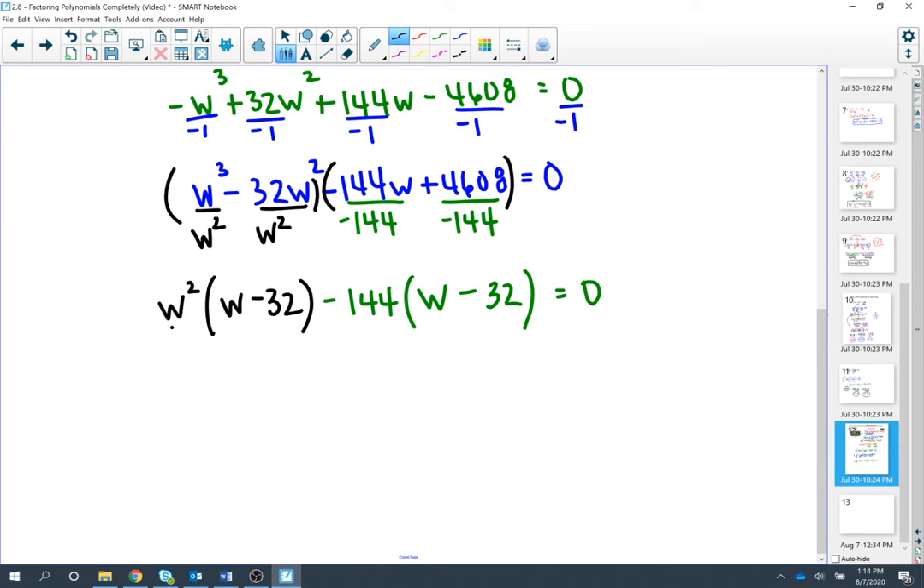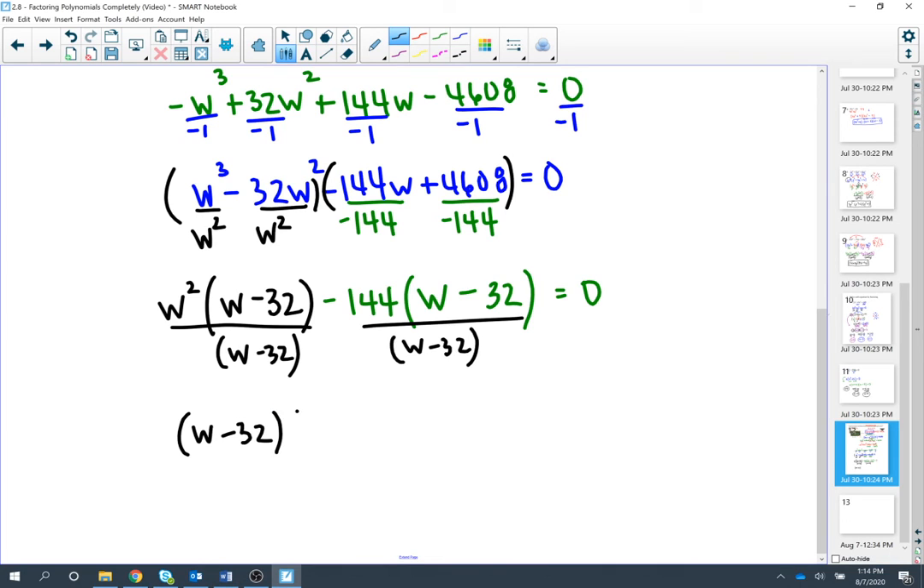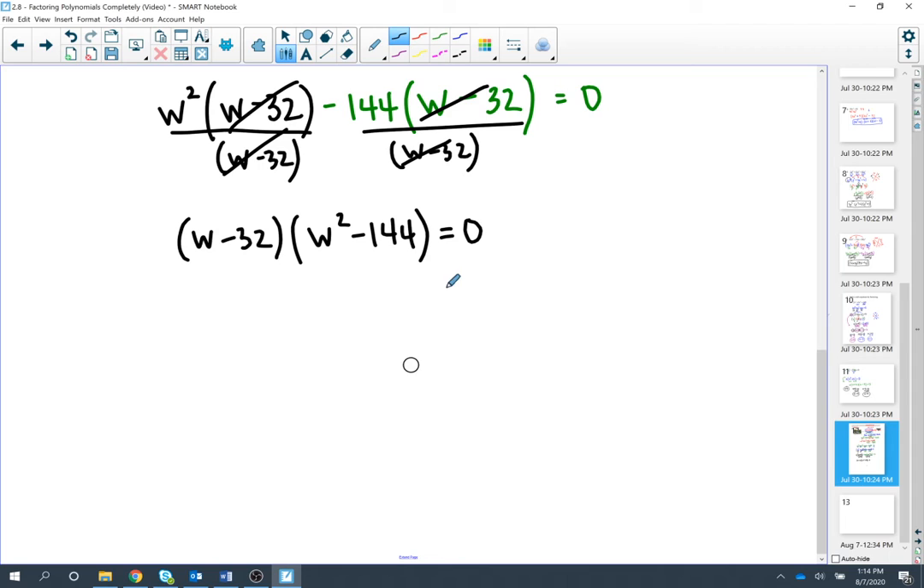Then both of my parentheses are the same, so I'm going to take out a w minus 32. Record your w minus 32. And then what's left over? W squared minus 144 equals 0. And that looks beautiful. But, anybody catch the but? I don't think we're done.